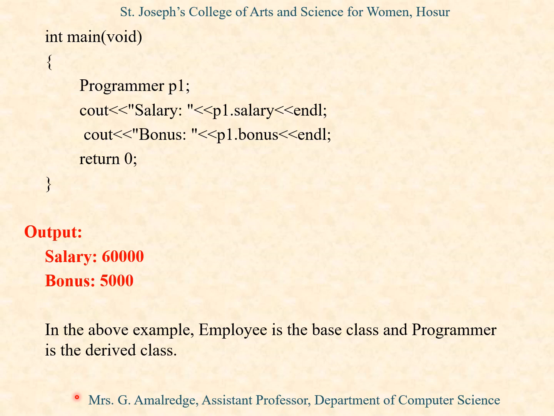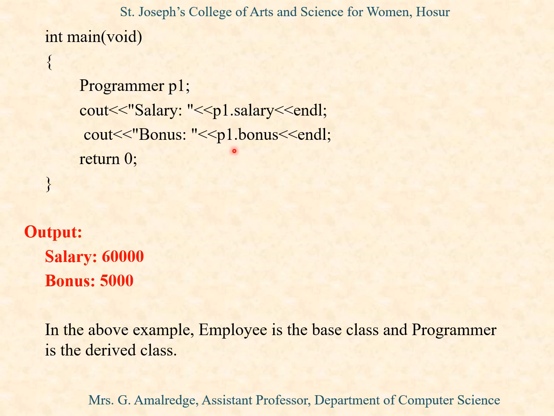In the main function, we are going to create an object for the class programmer, that is our subclass. Object name is P1 and we are going to print the value of salary and bonus into the console. Here we are using the statement P1 dot salary for printing the salary. P1 is the object name for the class programmer. This is our subclass, and salary is the data member which is available in the class account, that is our superclass.